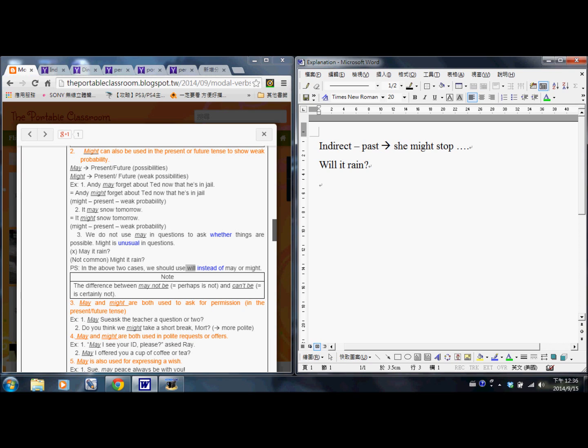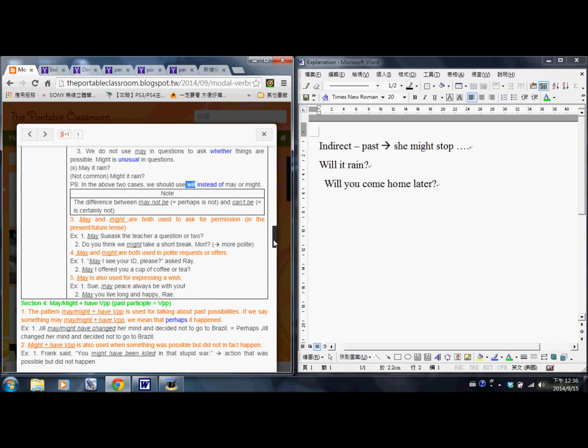Instead of saying "may you go home," we say "will you go home," or "you come home later." So we use "will," not "may" and "might," to ask for future possibility.